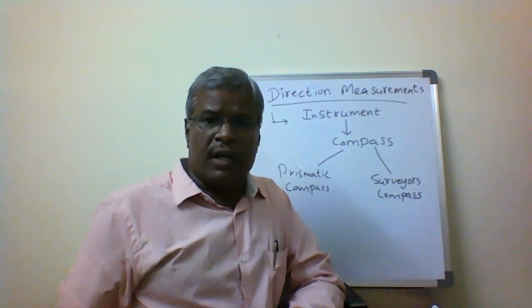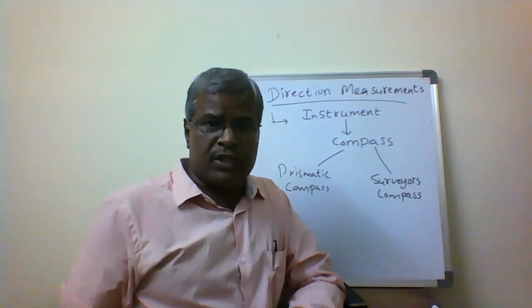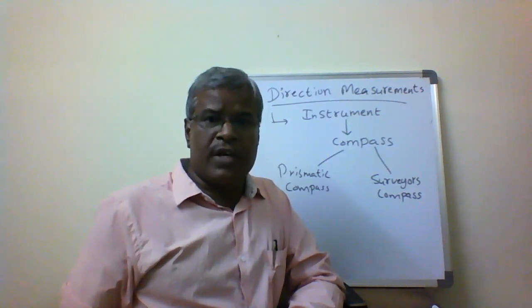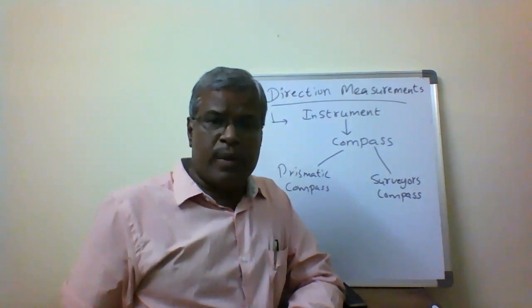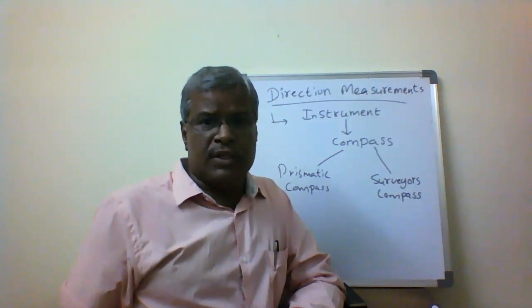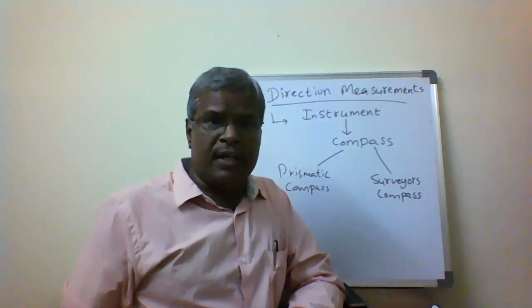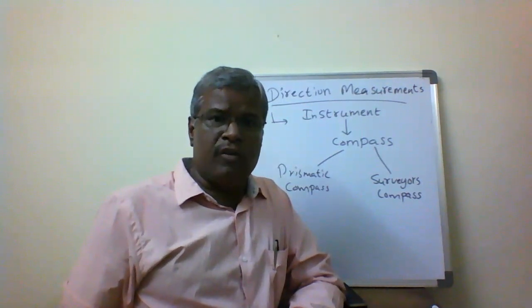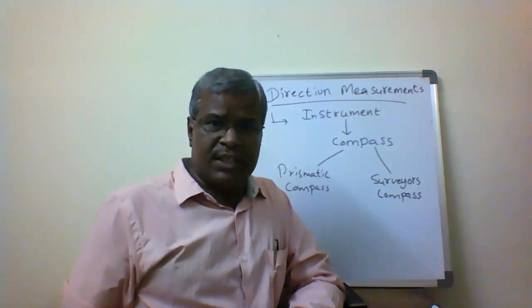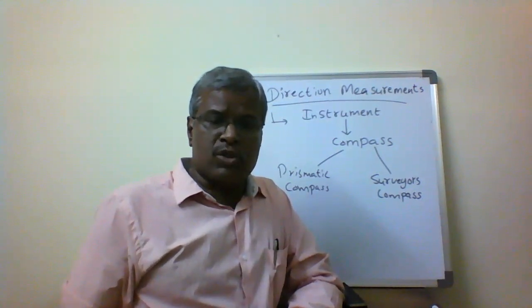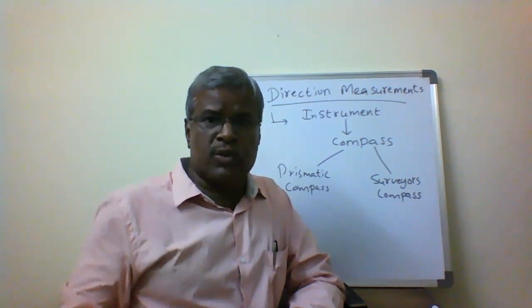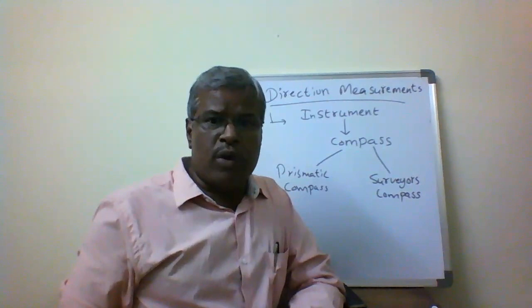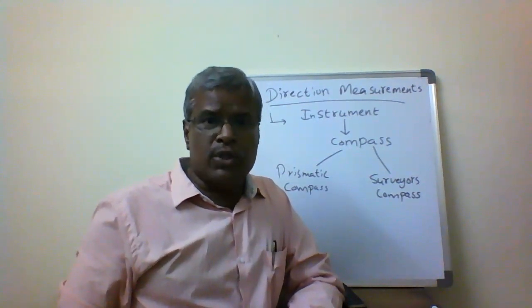But for larger surveys, we do not prefer the surveyor's compass. For larger surveys, we always use the prismatic compass, because it has various features to measure the bearings, unlike the surveyor's compass. The surveyor's compass is a handheld instrument, while the prismatic compass has to be provided with a tripod stand. Above that, we center and level it, and then we can take the bearings. So we are measuring directions, and that direction is called a bearing. From the bearing, we find the angular measurements. This is about how we measure direction using the compass.